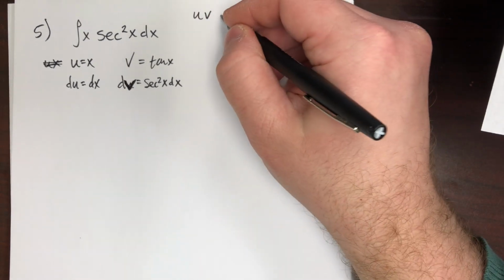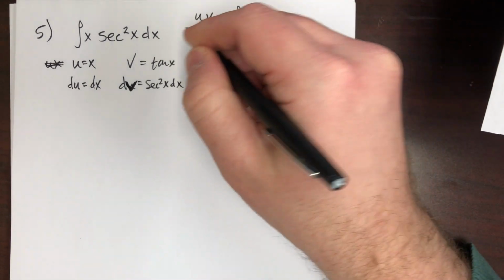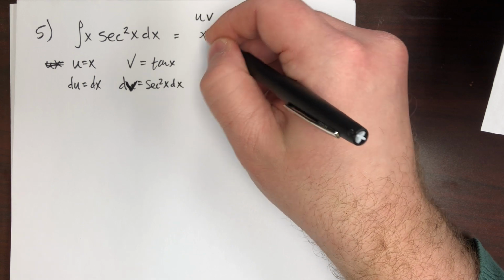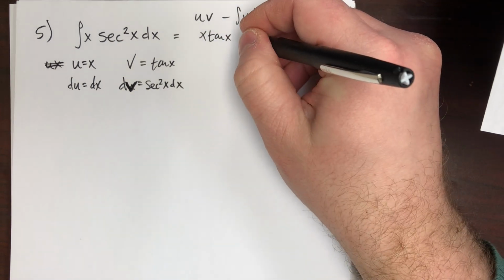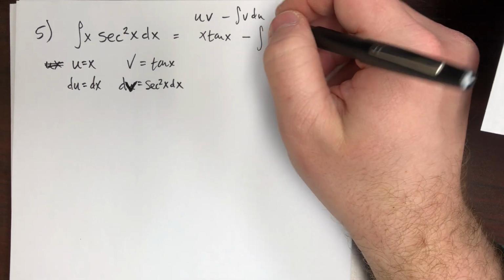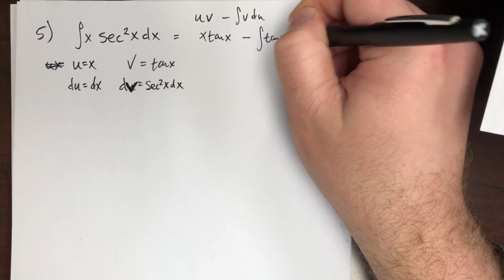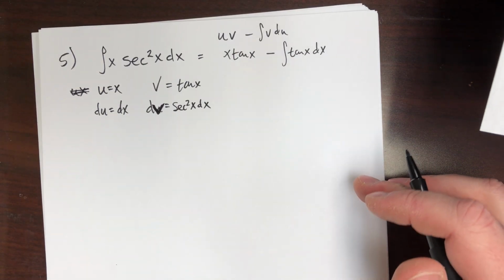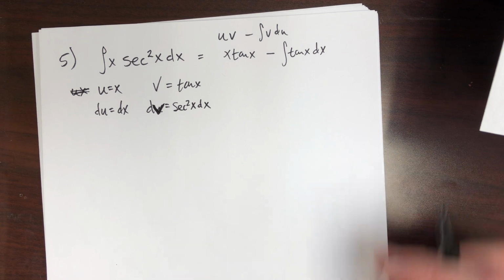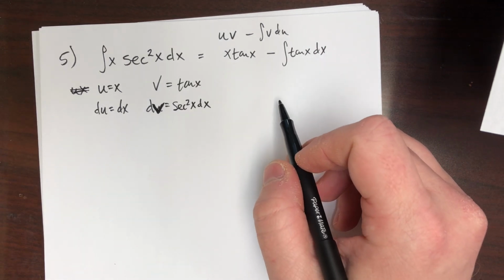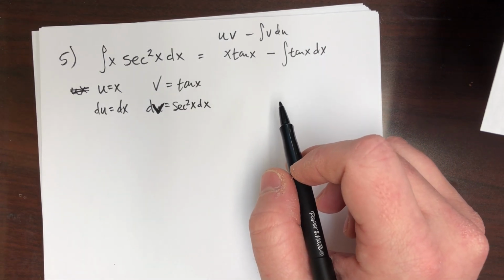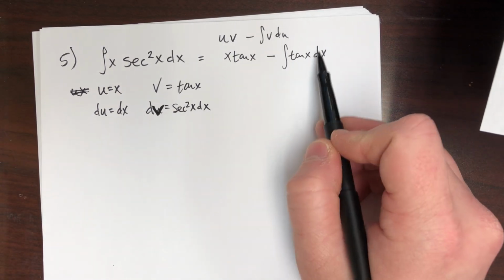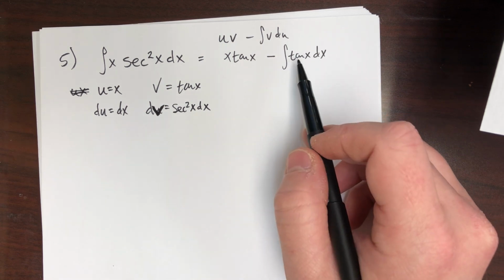So let's see what happens. uv is x tan x minus the integral of v, tan x dx. All right. So you might not remember the integral of tangent. It's not one that we typically memorize because it's not super common for us to do in this class. So I'm going to have to find that integral. When we find it, then we'll have our answer.